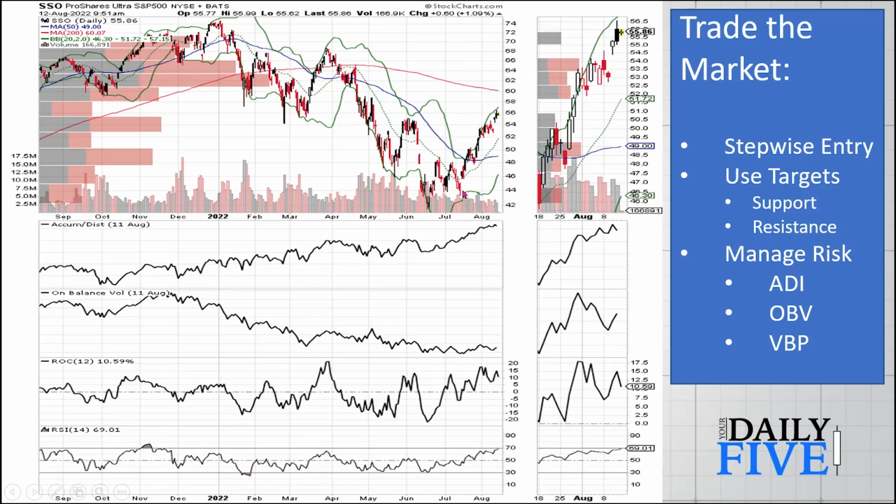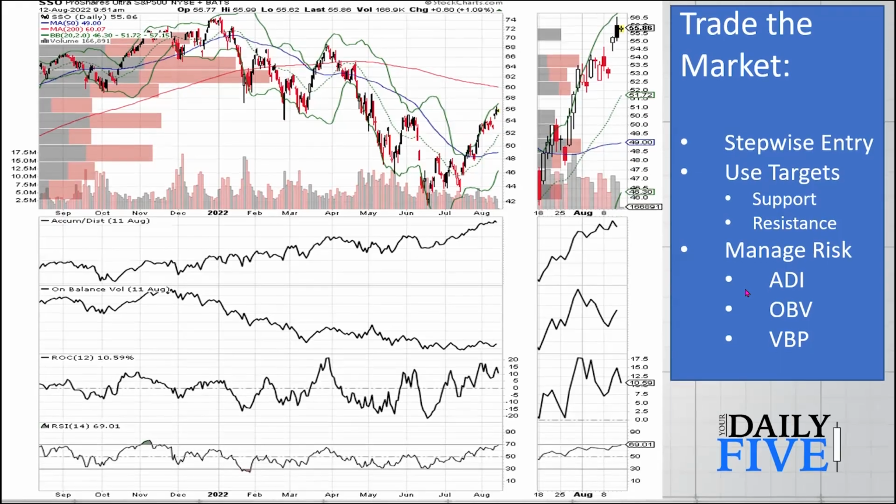So first amount of money you put in, 20-day moving average. Second amount you put in at the 50-day moving average when you get above them. And then you start looking for volume by price bars to tell you where there's congestion points where you might do a little bit of profit taking. So have your indicator set, use your stepwise entry, know your support and resistance, and you manage your risk with that ADI, on balance volume, and volume by price.